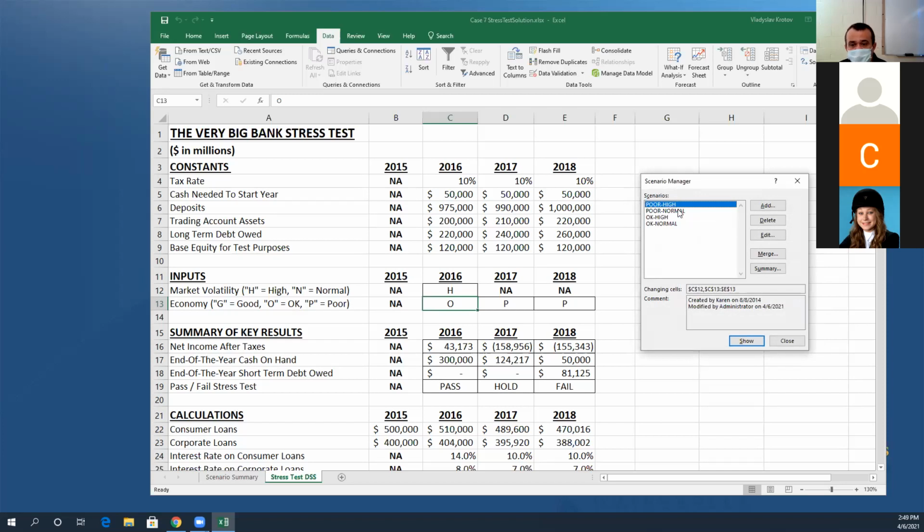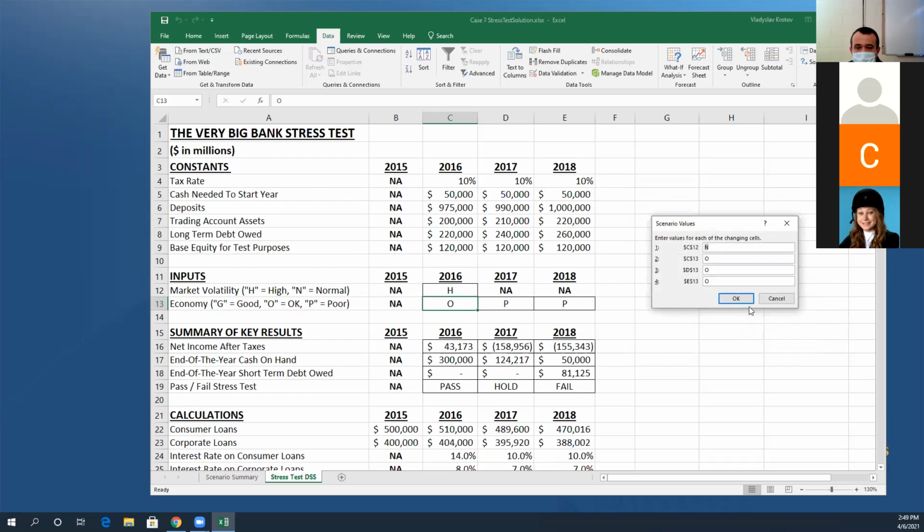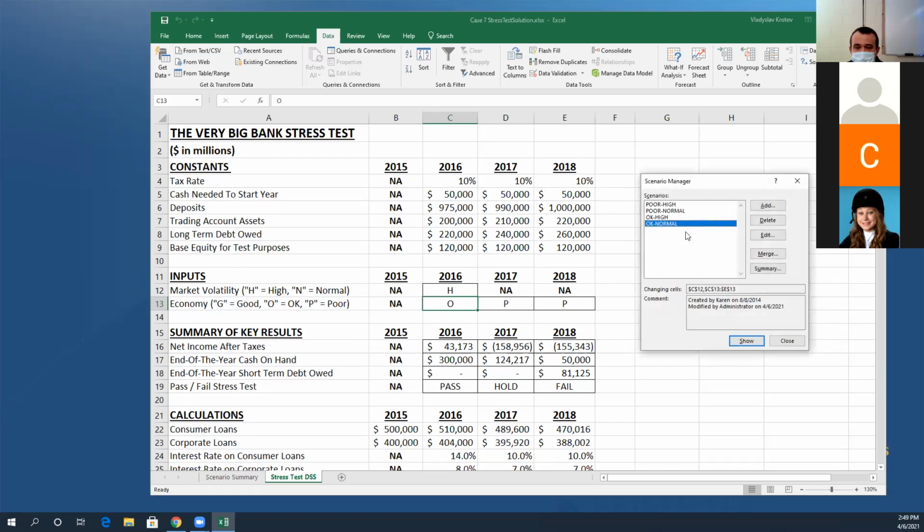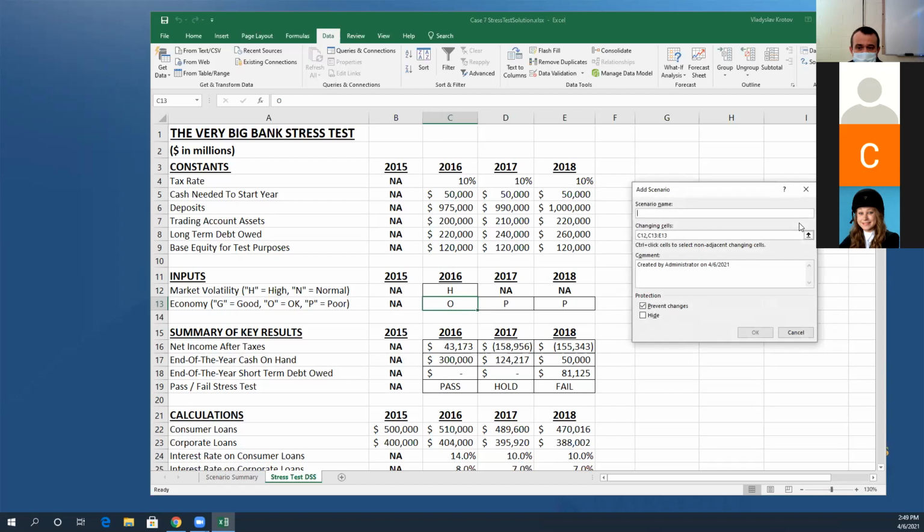So we have poor high, poor normal, okay high, okay normal, and then we're missing 2 scenarios. We can just add them right now. I'm just trying to enumerate. We're missing those in-between scenarios, right? So let's just add one. Let me check 1 second. Let me add this scenario. So it's okay and then poor. The scenario is called okay, then poor.